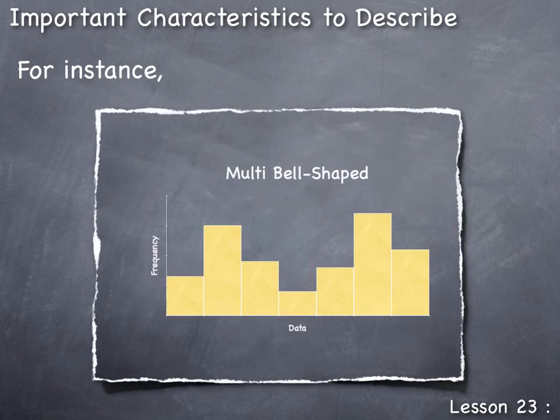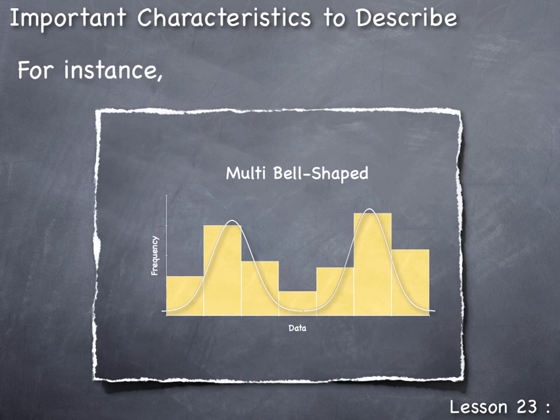For instance, data that exhibits a multi-bell-shaped pattern is data that has multiple bell-shaped curves. That is, there's more than one of these low, high, low patterns in the data. So multi-bell-shaped distributions can have 2, 3, 4, or more bell-shaped patterns within it.